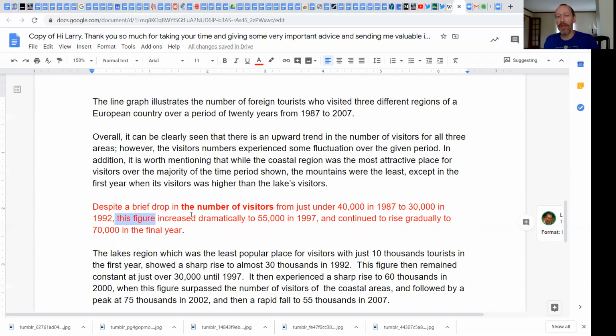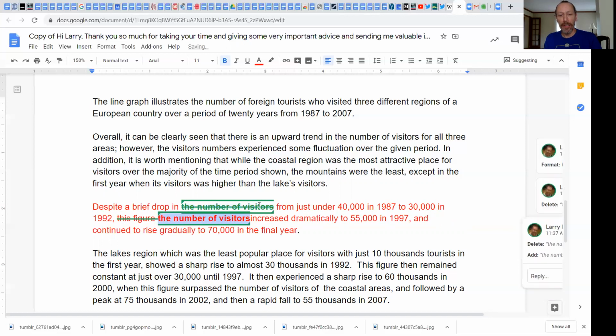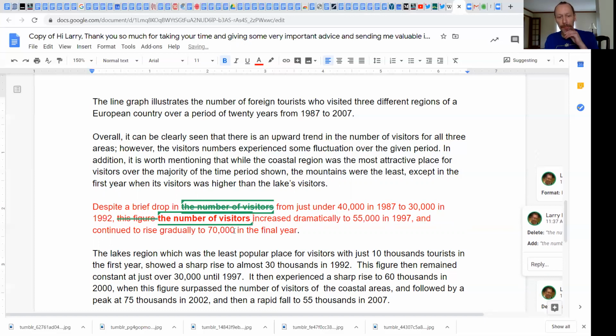Well, we can move the subject, which is this, the number of visitors, from the first part of the sentence to the second part. And then we don't need the pronoun, this figure. Okay, let's do that now. So we'll get rid of this figure, and we're going to put the number of visitors right here, the subject, in the second part of the sentence, right after the comma.